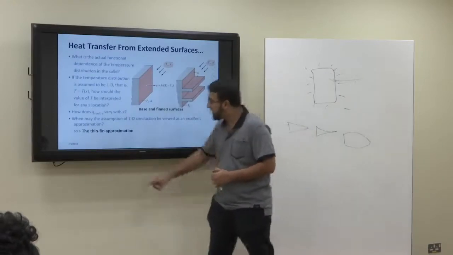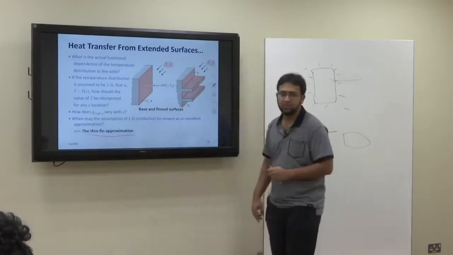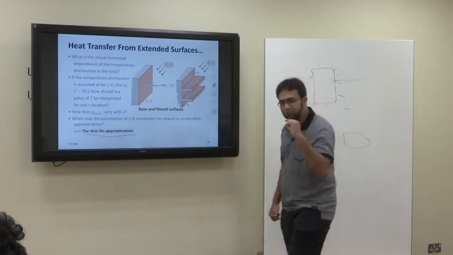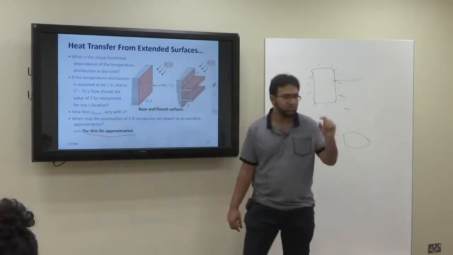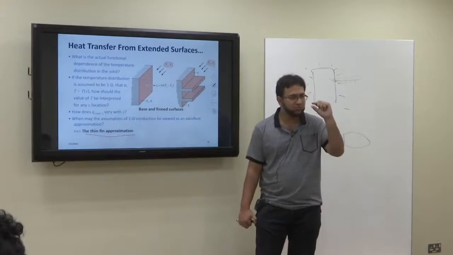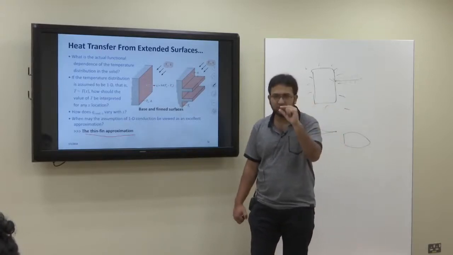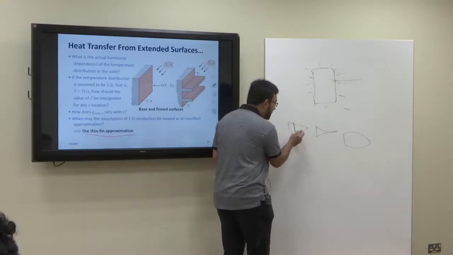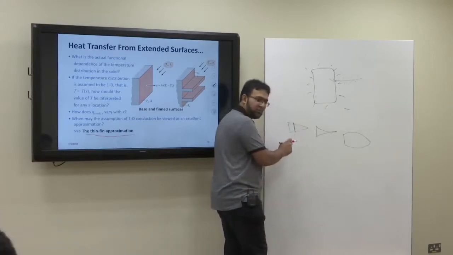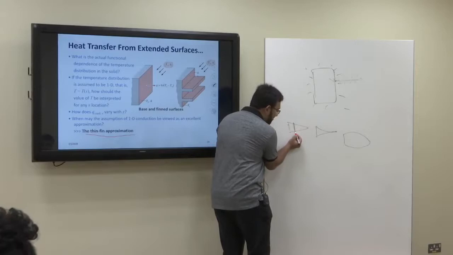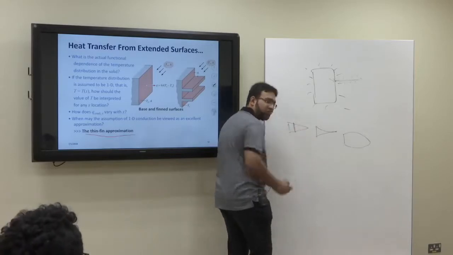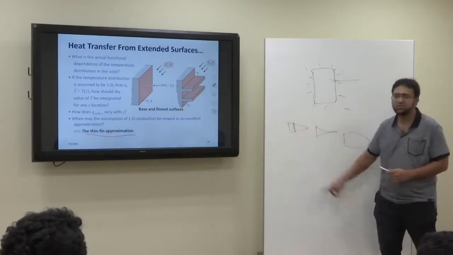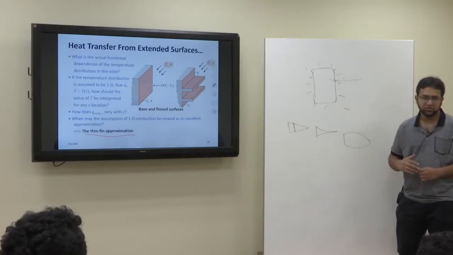what we do is that we apply the thin film approximation. What does thin film approximation mean? Well, thin film approximation means we assume that our extended surface, our fin, has very small thickness. It's very thin, okay? So very small thickness means at any cross-section, there is no temperature gradient inside. The temperature at the top is the same as the temperature at the bottom is the same as the temperature at any point, okay? So we are assuming that there is no temperature gradient within the fin at any cross-section, okay?